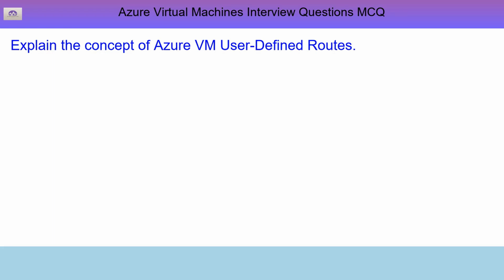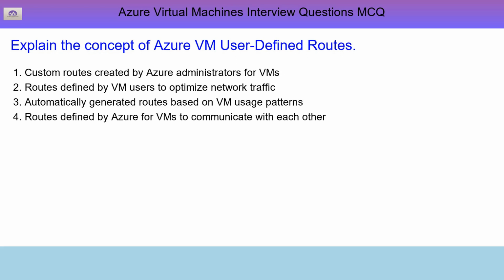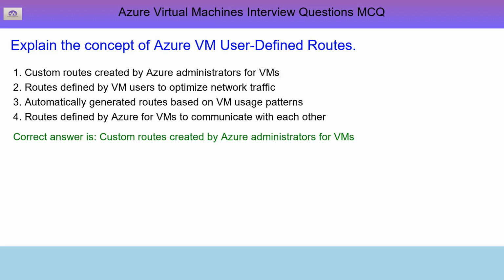Explain the concept of Azure VM user-defined routes. Here are your options. 1. Custom routes created by Azure administrators for VMs. 2. Routes defined by VM users to optimize network traffic. 3. Automatically generated routes based on VM usage patterns. 4. Routes defined by Azure for VMs to communicate with each other. The correct answer is custom routes created by Azure administrators for VMs.